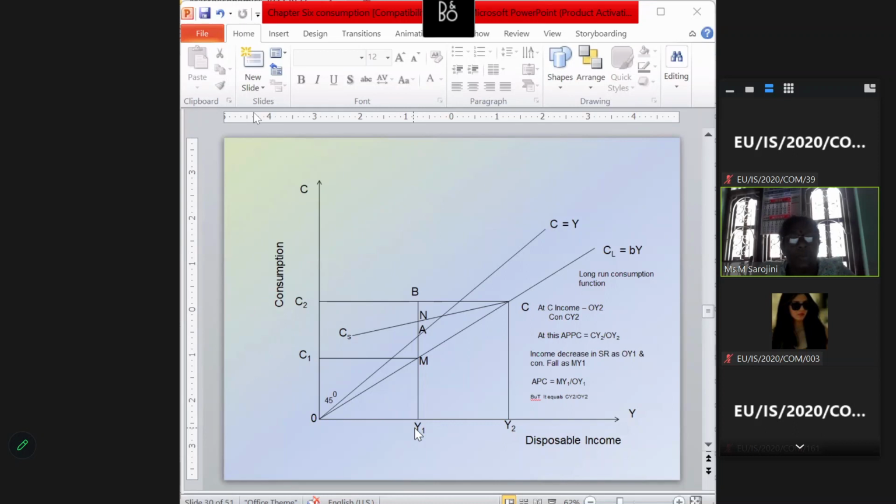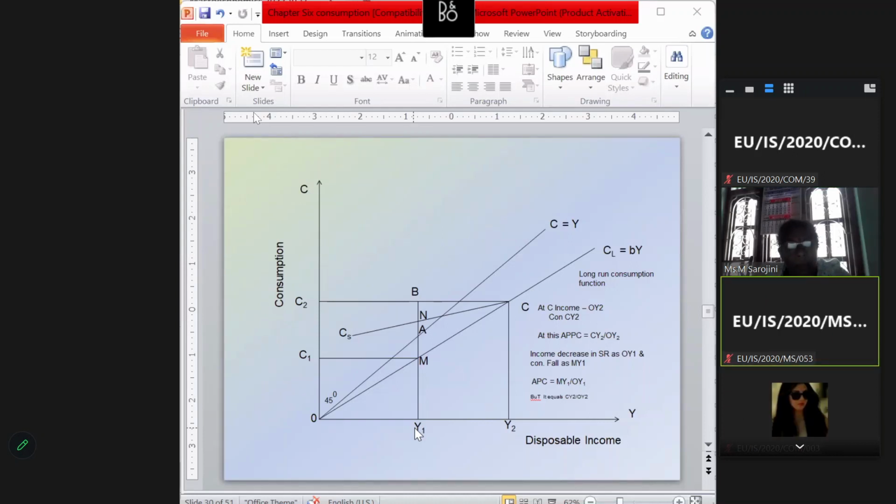According to this diagram, first we consider the point C. At that point C, what is the consumption? OC2, isn't it? OC2. What is the income? OY2. OY2, very good.